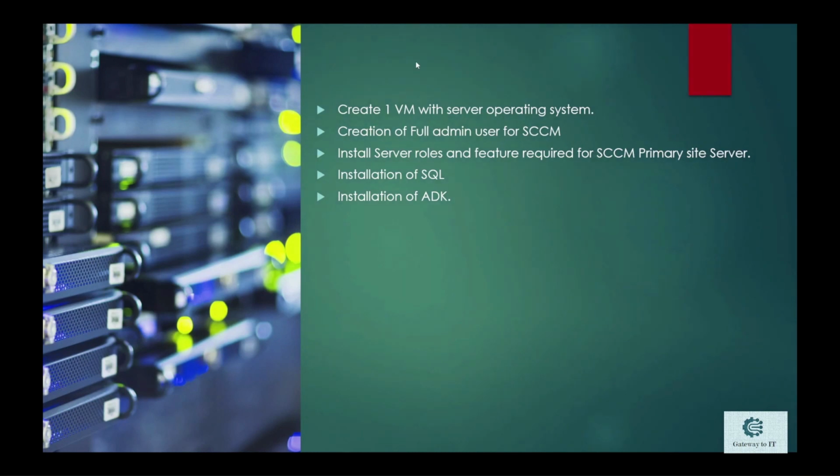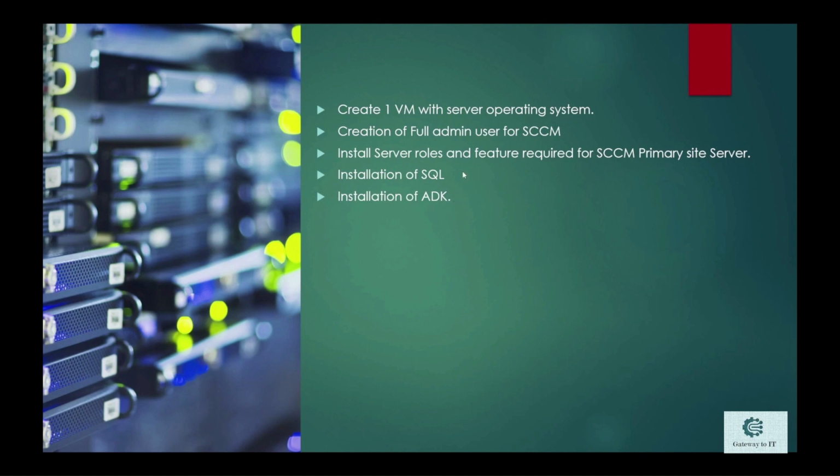So in order to install SCCM server, we need one virtual machine with a server operating system installed on it. Then we need to create a user who should have full admin access, and we're gonna add that particular user to the CM_FullAdmin group. Then we need to install the server roles and features which are required for SCCM installation, like IIS and BITS. So those are the roles and features which we're going to install, and then after that we're going to install SQL and then ADK.